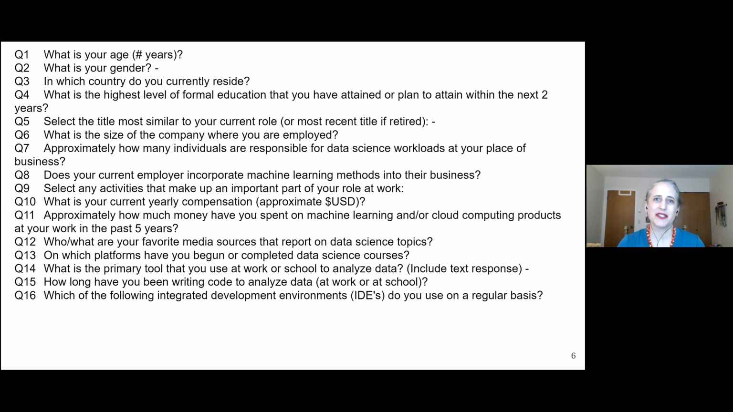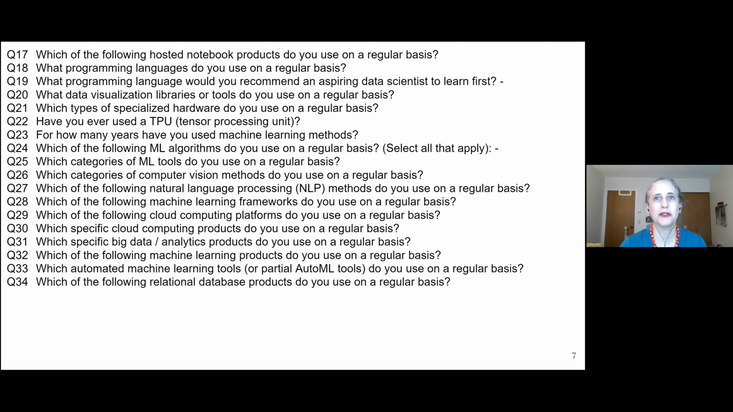Favorite media sources that report on data science topics, number 12. Primary tool that you use to analyze data. How long have you been writing code to analyze data? Integrated development environments, which ones do you use? Which hosted notebook products do you use? What programming languages do you use? And question 19, an interesting one for all of you who said you wanted to get into data science: which programming language would you recommend an aspiring data scientist learn?